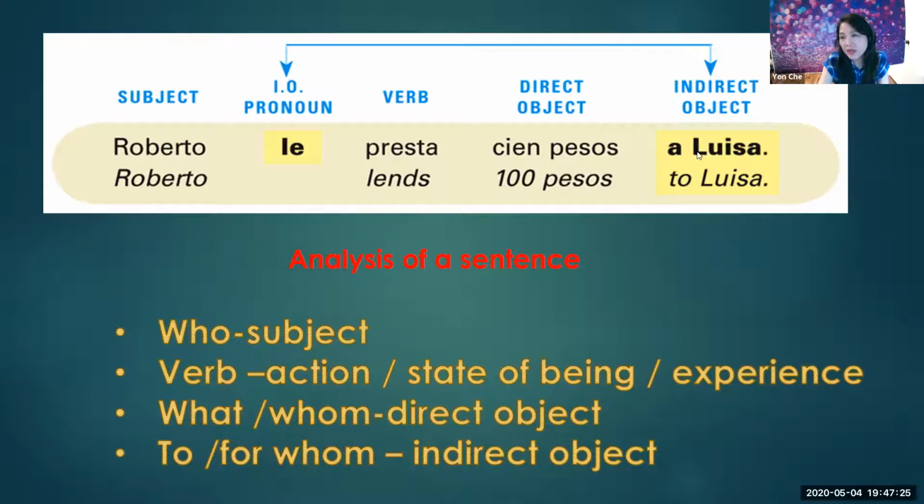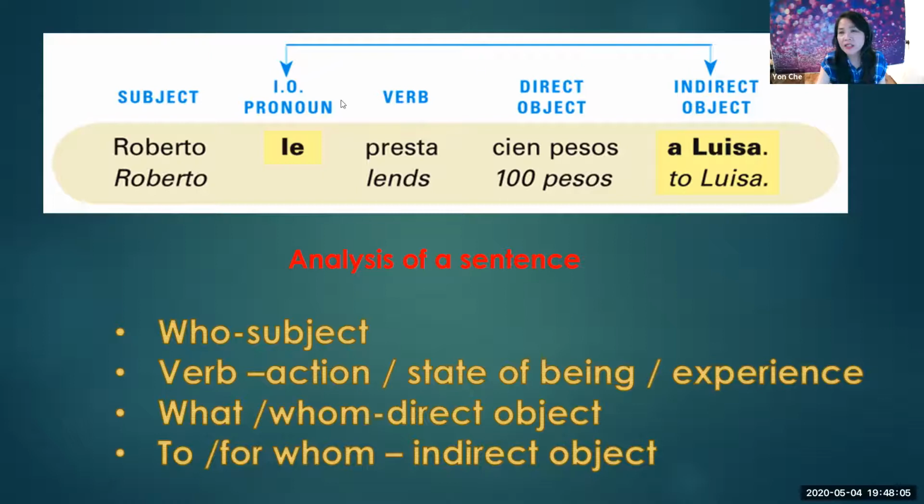For whom is the money being given? To whom? For whom is the money? Who is the recipient of the direct object? 100 pesos. Luisa is the one who's going to benefit by this action, right? She is the recipient of the money that they're talking about here. Therefore, Luisa is the indirect object, okay? So in order for you to identify the indirect object noun of a sentence, you must ask the question, to whom or for whom is the action being done, okay? Who is the recipient of the direct object? The person who receives the direct object is the indirect object noun.